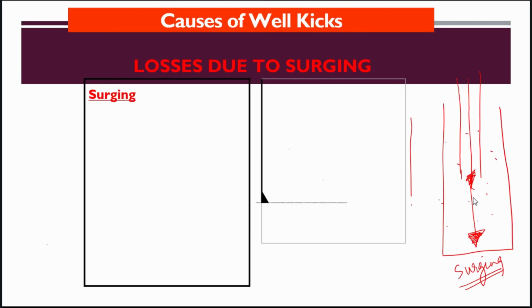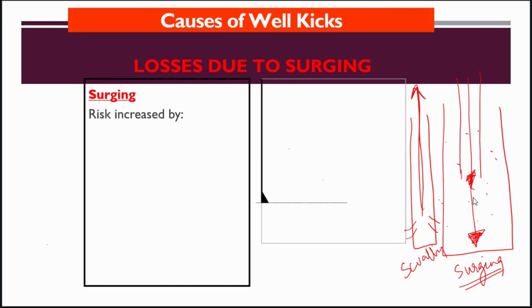Similarly, when you are tripping out the pipe very quickly, then a vacuum-like effect will come, which is called swabbing. If you are moving out quickly, it is swabbing. If you are running in quickly, it is surging. So surging means extra pressure on the formation.